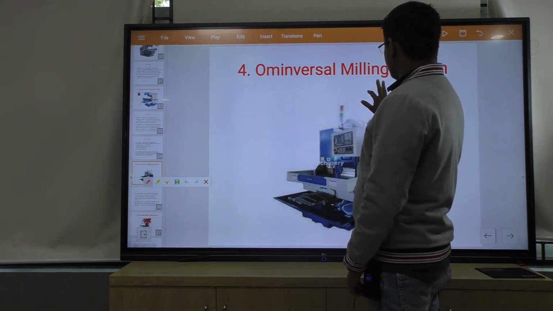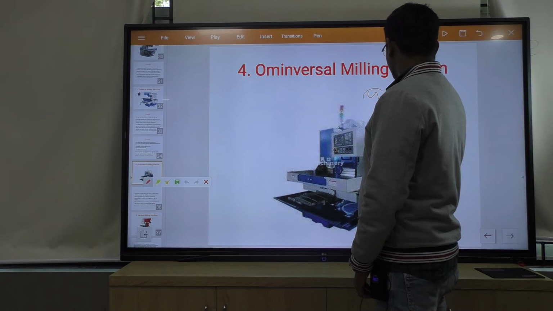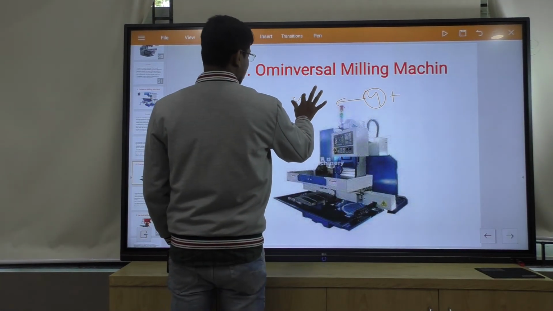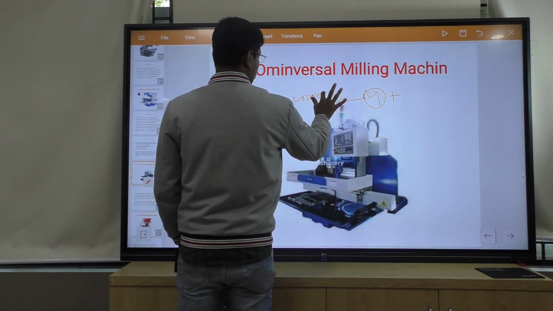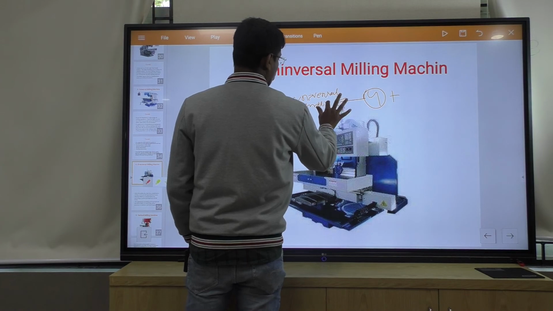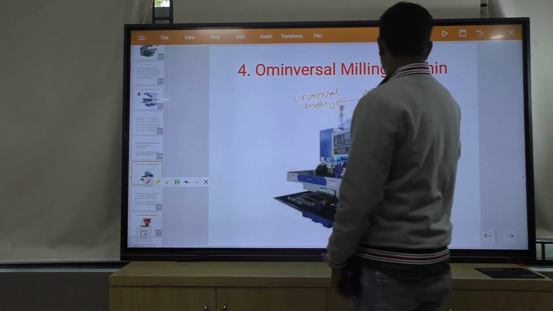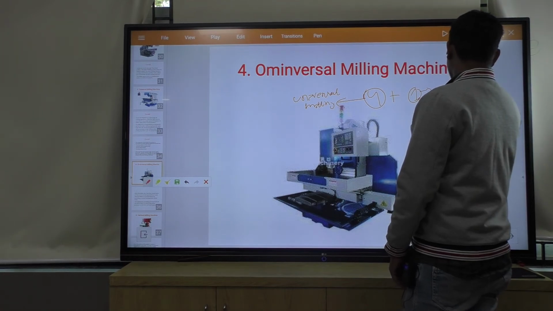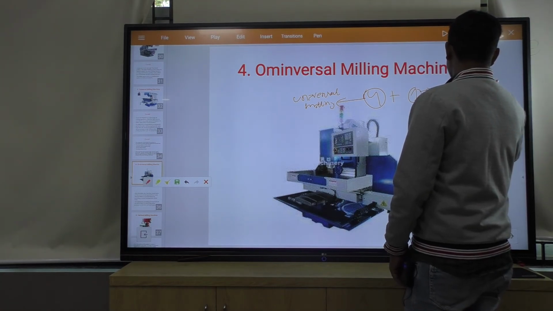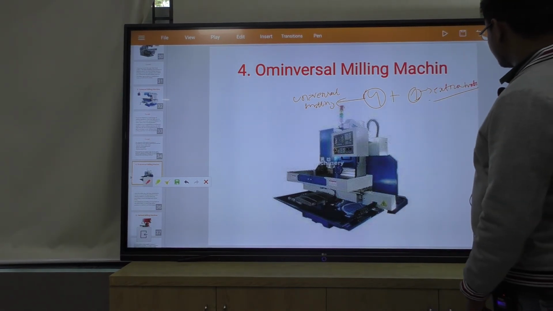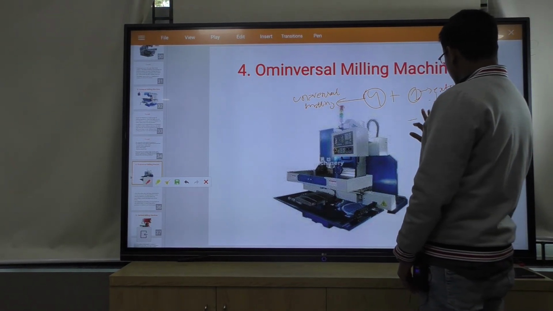Now, these four motions of the table in a universal milling machine, these four plus one extra motion, these extra motions are present in omniversal milling machines. What is this extra motion? Now, the table can be swiveled.